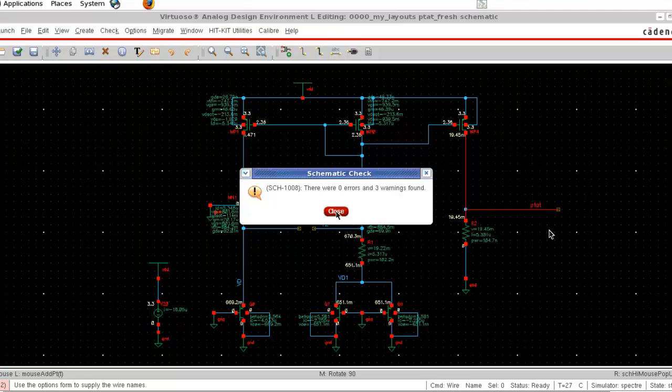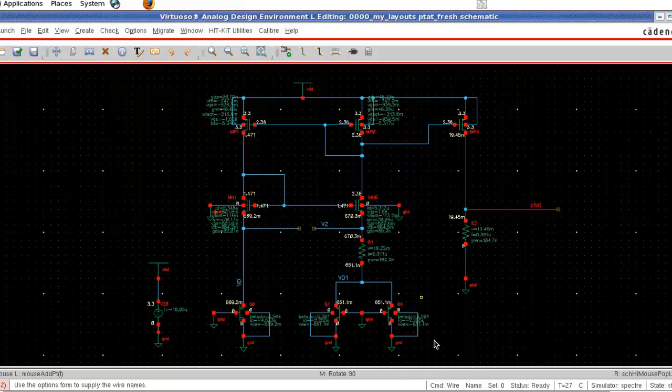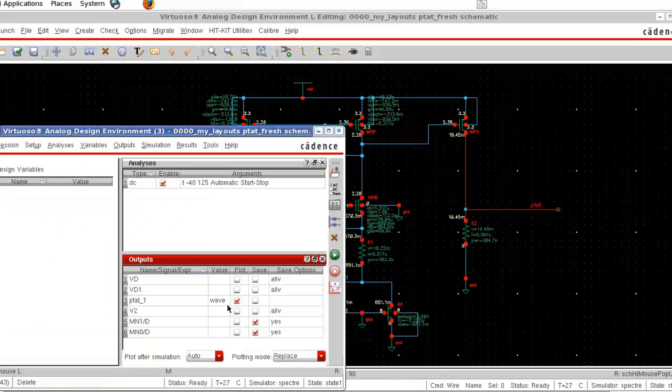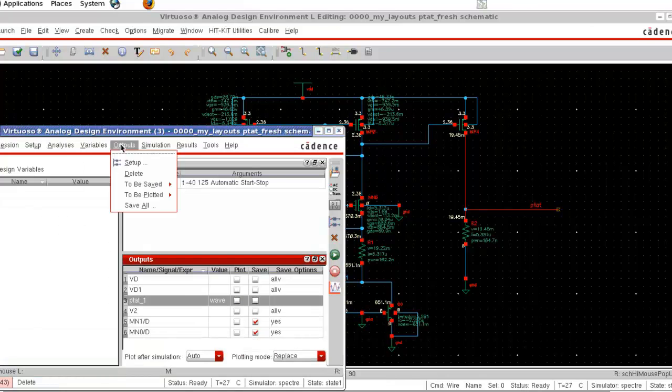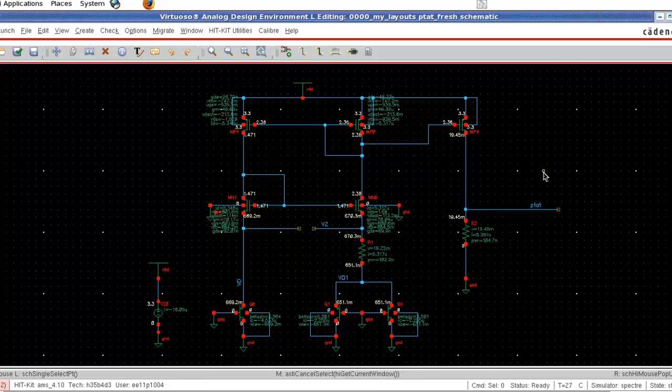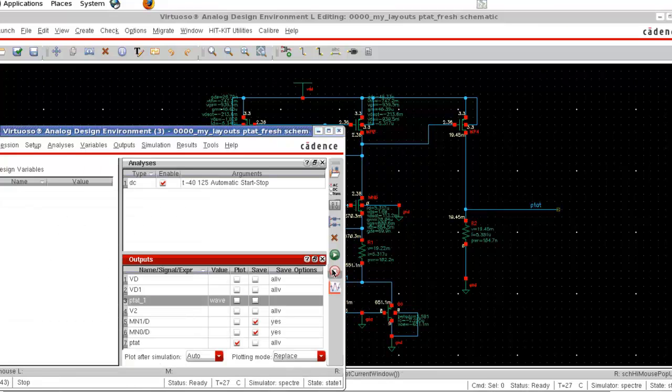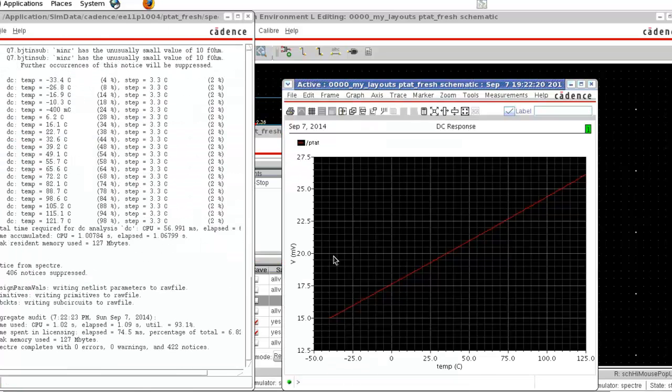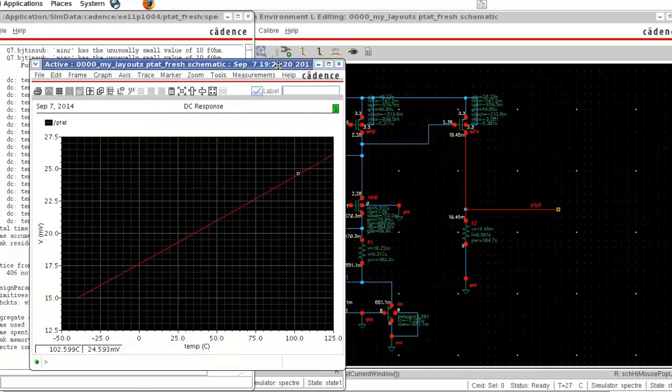Save. Now I just want to plot the PTAT only. So I am deselecting this output to be plotted. Select on schematic. I just want this PTAT. So run the simulation. So now you got a PTAT voltage across this resistor, across R2.